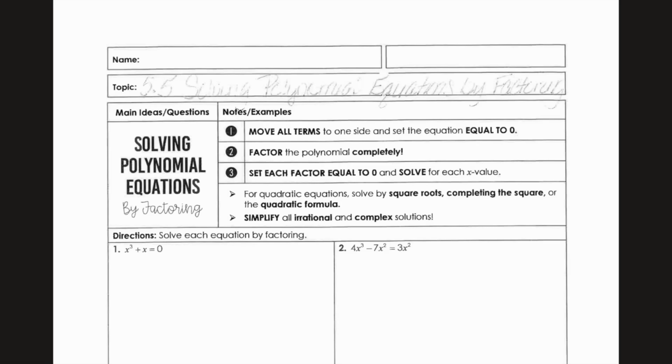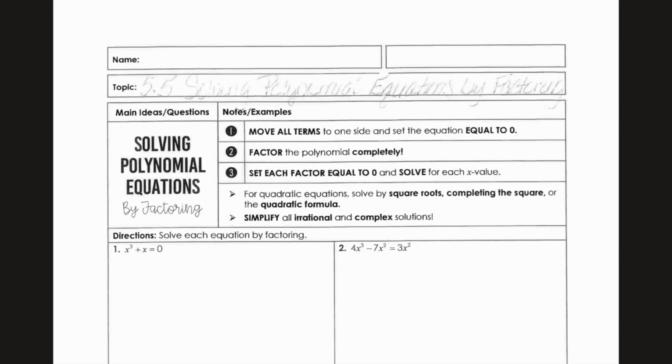Welcome everybody to Algebra 2, Section 5.5, Solving Polynomial Equations by Factoring. So remember that solving these is finding the roots, zeros, x-intercepts where it crosses the x-axis. And in order to do that, we set the y value equal to 0, the equation equal to 0, because we know that the y value must be 0 when we have an x-intercept.